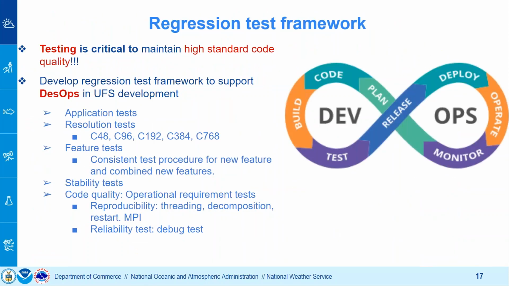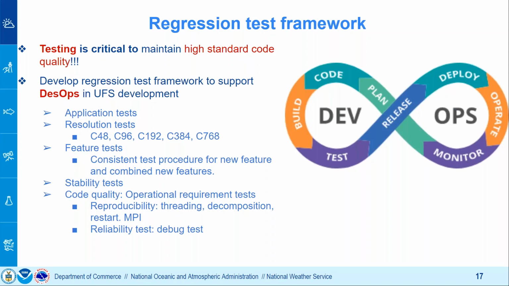Testing. So far, we have made lots of effort to build the regression test framework. We all know testing is critical if we want to maintain a high standard of code quality. We developed a regression test framework. Here, the goal is to have DevOps in UFS development. And the regression tests we have developed are listed here: application test.